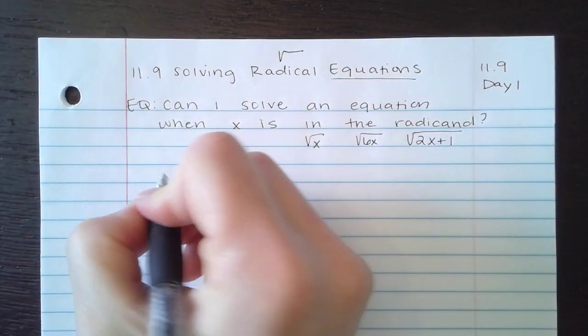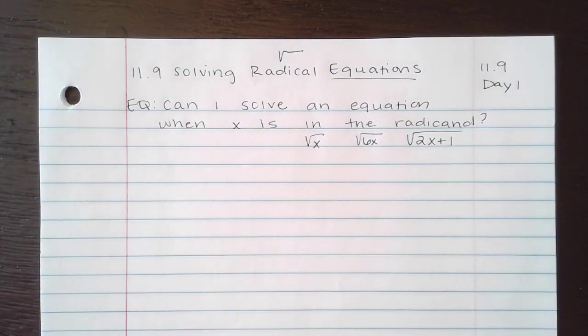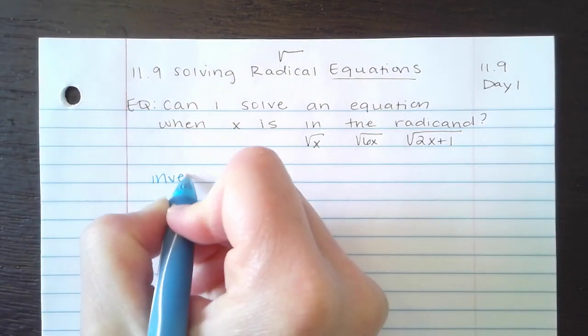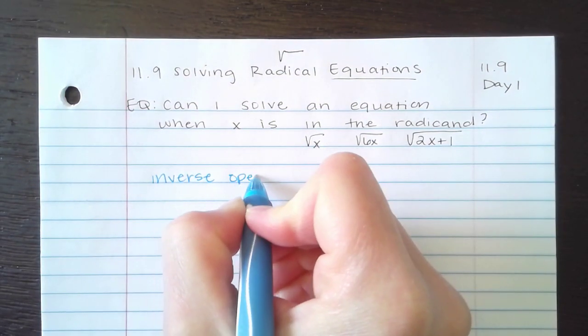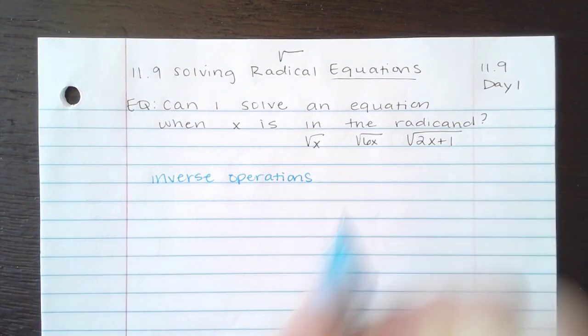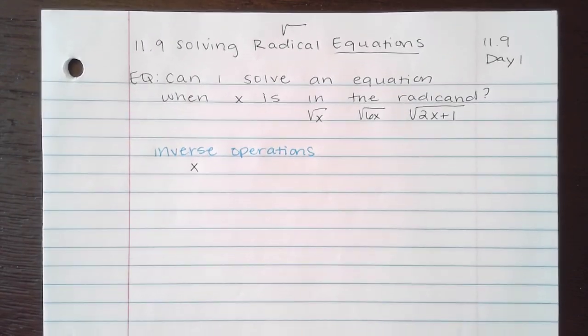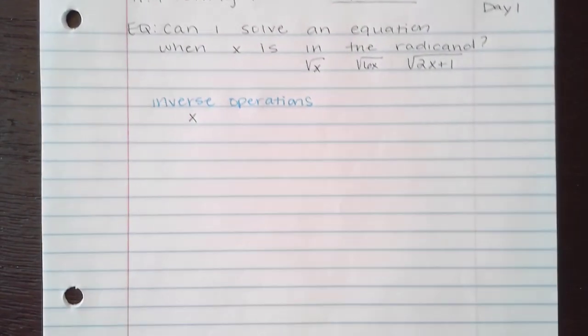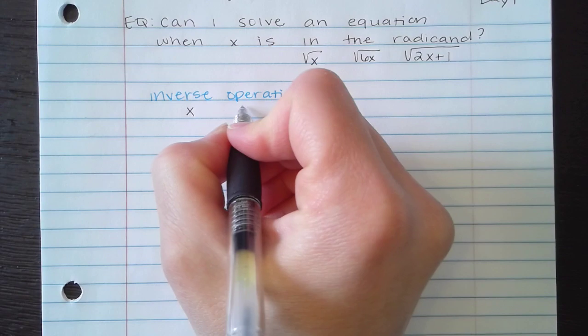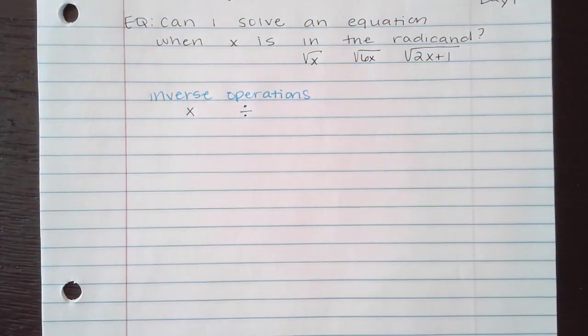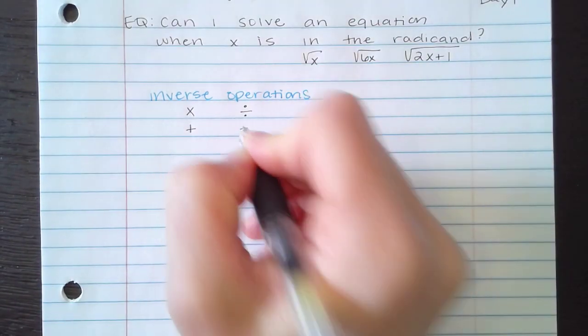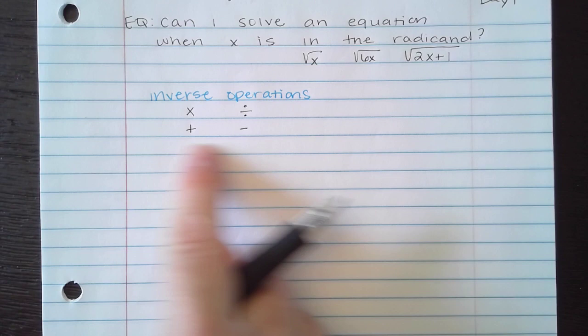So firstly, we need to talk about some inverse operations. And what does that mean? So inverse operations, what is the inverse of multiplication? What undoes multiplication in an equation? What can I do to get rid of multiplication? Division. What is the inverse of addition? If I see an addition in the equation, I want to get rid of it. That is subtracting. And this is our new one today.